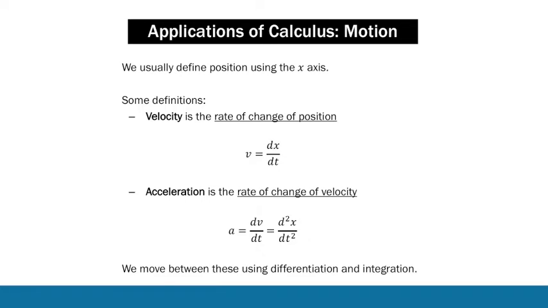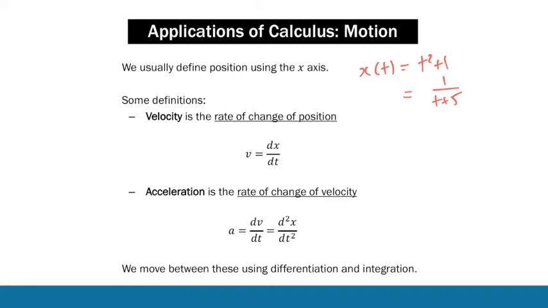So we usually define position along the x-axis. Normally we say position is a function of t, and what's on the right could be anything, could be t squared plus 1, could be 1 on t plus 5, any function of t, but the position is just given by a time value. Then velocity is the rate of change of position, so it's the derivative of that function, and acceleration is the rate of change of velocity, which means it's the second derivative of that function. We move between these using differentiation and integration, just as you'd expect.